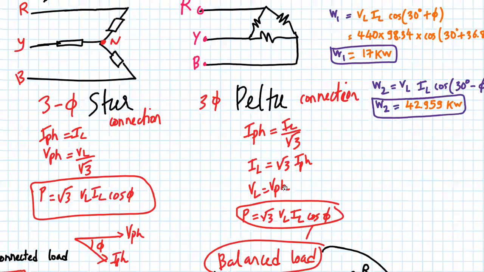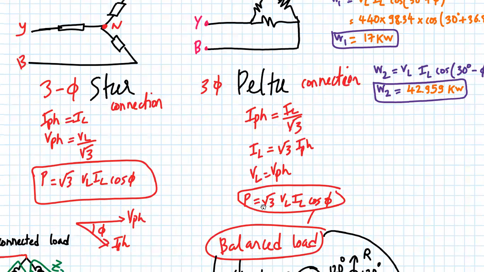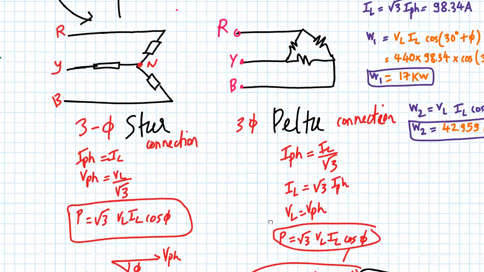In a delta connection, the total power formula will remain the same as star connected, which is given by square root of 3 VL IL cos phi. And we will be considering a balanced load.